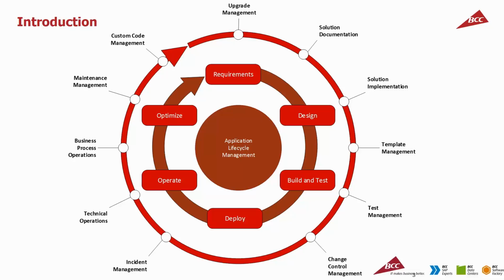Next one is business process operations. So here you can monitor all of the business processes around your organization. Maintenance management helps you with all of the upgrades. So here you can find all of the support packages or any upgrade files, everything you need to upgrade to the next version.